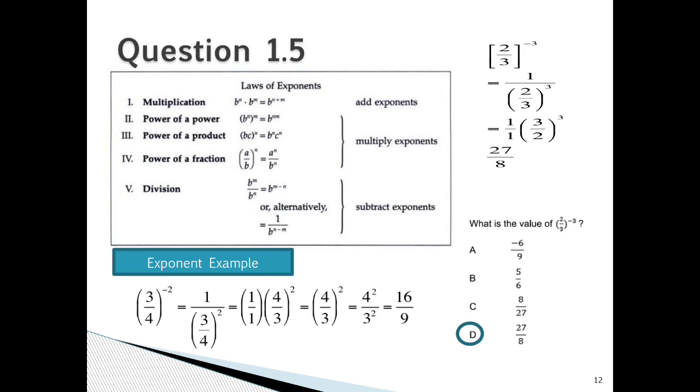In our example, we had (2/3) to the power -3, which is equal to 1 over (2/3) to the power 3, which is equal to (3/2) to the power 3, which is equal to 27/8. So the correct answer is D.